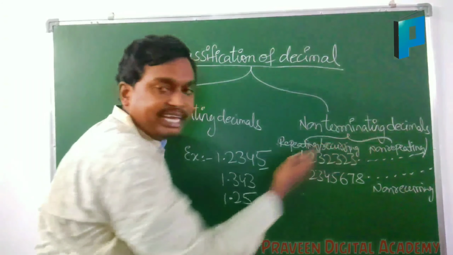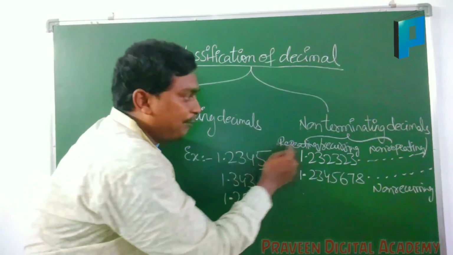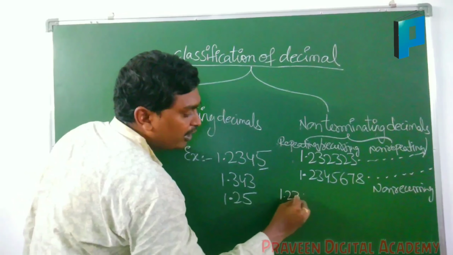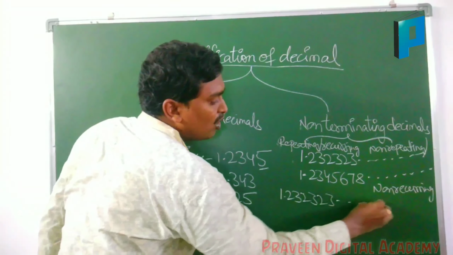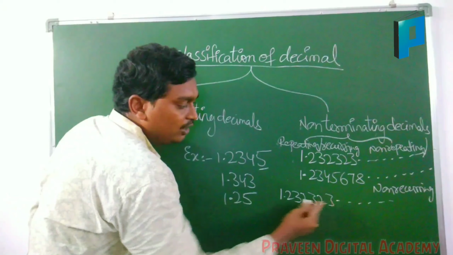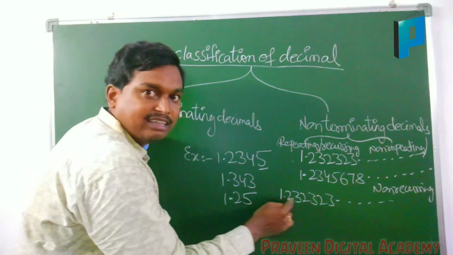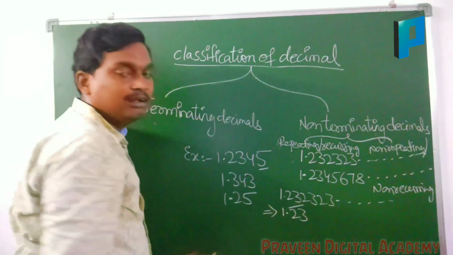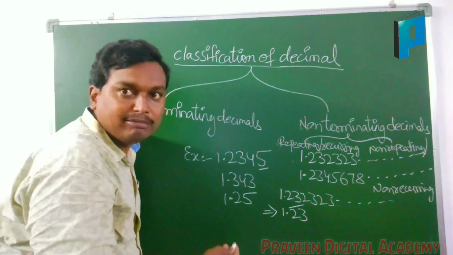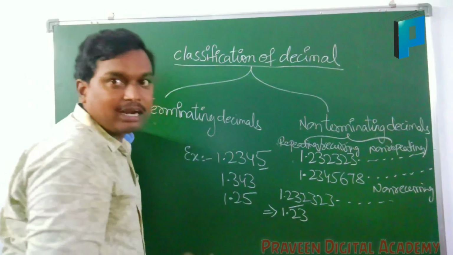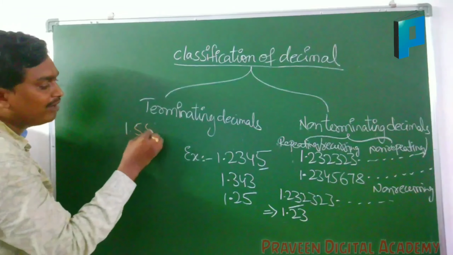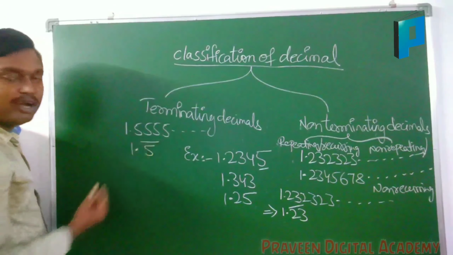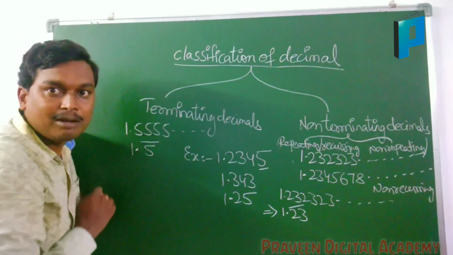Here non-terminating indicates not having an end. Repeating decimal means the number repeats many times, like 1.232323 and so on. This 23 is repeating, so in general we write 1.232323 and so on as 1.23 bar. For the number which repeats many times, we keep a bar. If you have 1.5555 and so on, you can write it as 1.5 bar. We keep the bar over 5.